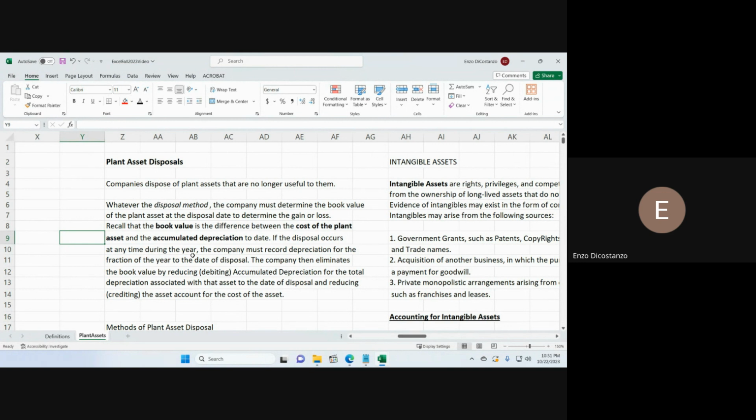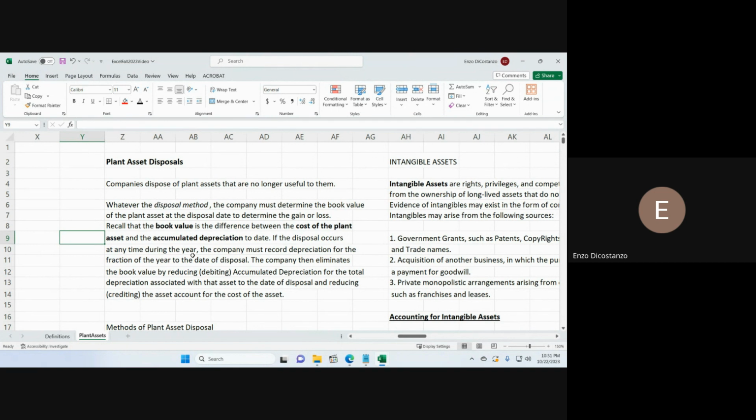If the disposal occurs at any time during the year, the company must record the depreciation for the fraction of the year up to the date of the disposal. Everything doesn't happen on January 1st or December 30th. It happens all throughout the year, and you have to prorate things when you're doing this for real. The company then eliminates the book value by debiting the cumulative depreciation for the total depreciation associated with the asset at the date of disposal and crediting the asset account for the cost of the asset.